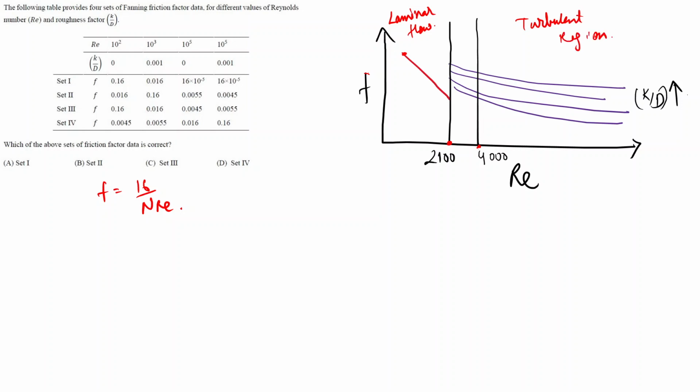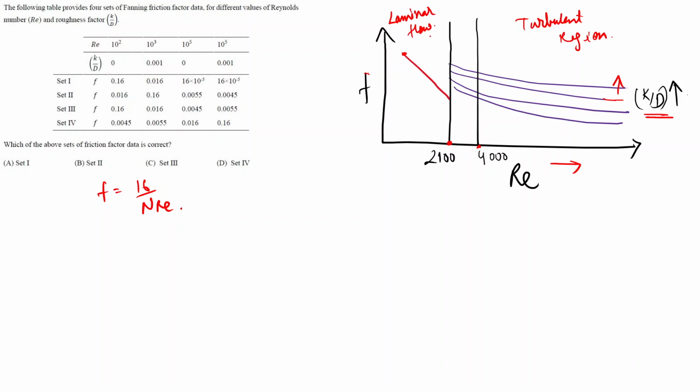Now in the turbulent region as well as the critical region, we can see that with increase in Reynolds number, the value of the friction factor will decrease, and also the friction factor will depend on the roughness factor, that is the ratio of K by D. And we can say that the friction factor will increase as the roughness increases. That is, as the K by D ratio increases, the friction factor will keep on increasing. So using this information, we will solve the question.